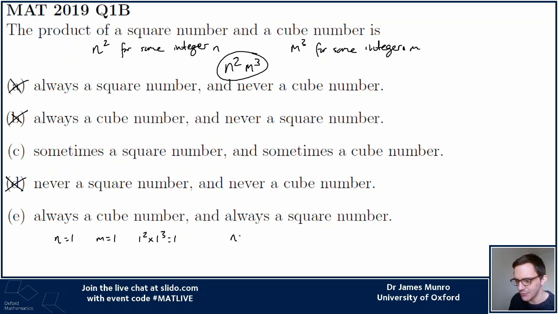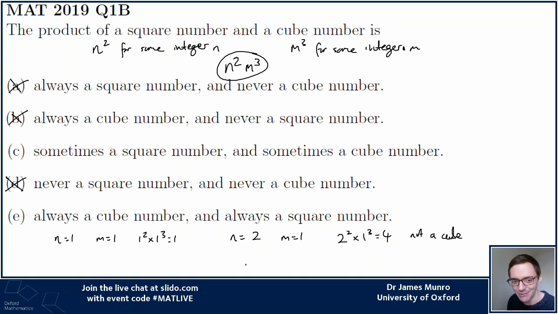Let's try some other examples. I like checking small numbers. 2 squared times 1 cubed is 4. And maybe I'll check, I mean, this is enough on its own to say, well, this is still a square number, isn't it? But it's not a cube number. Okay, because 4 is not a cube number. It's not the cube of a whole number. This is an example to show that E is not true.